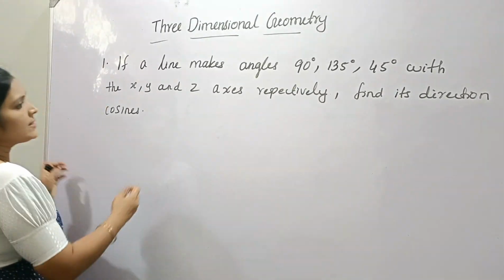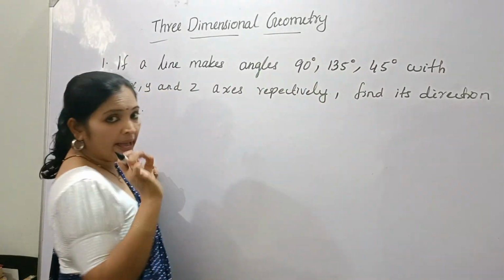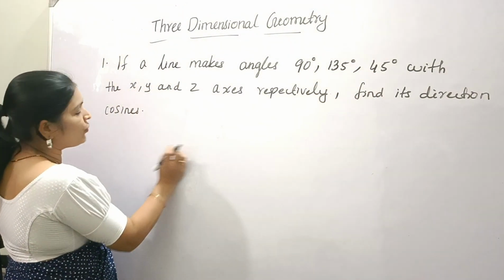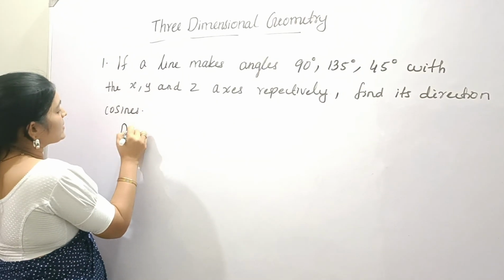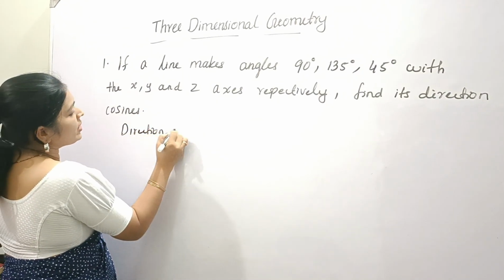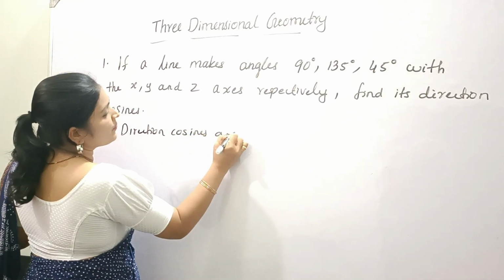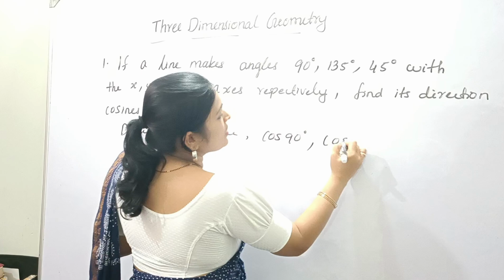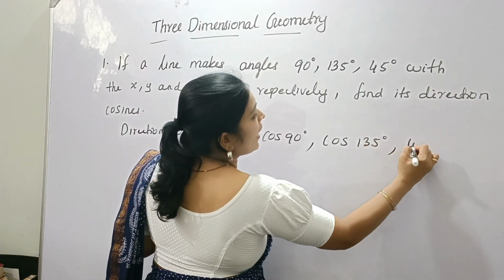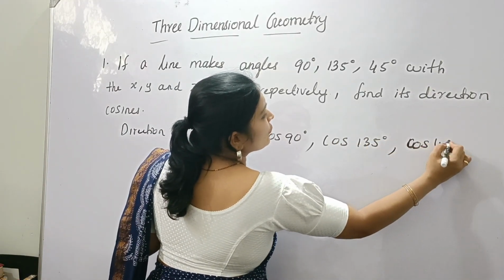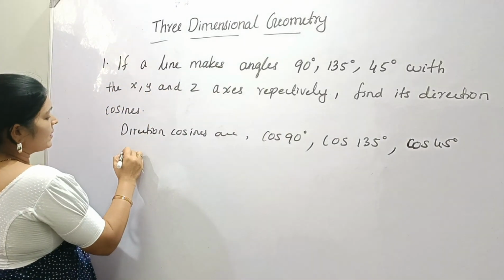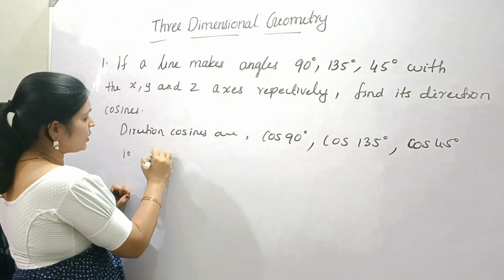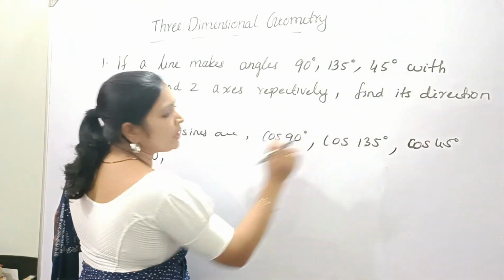Directly we can find, that is alpha, beta, gamma, the direction angles are given as 90 degree, 135 degree and 45 degree. So direction cosines are cos 90, cos 135 degree and cos 45 degree. What is cos 90? Cos 90 is 0. Cos 135 degree.